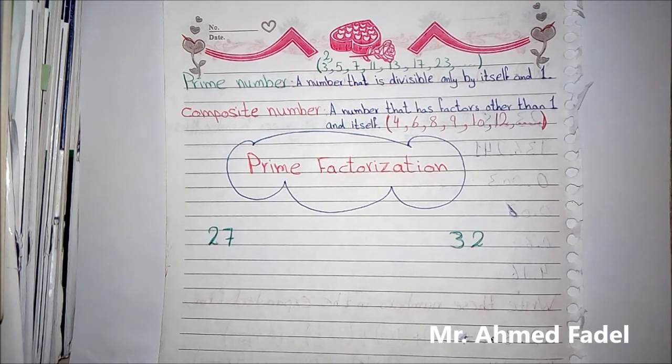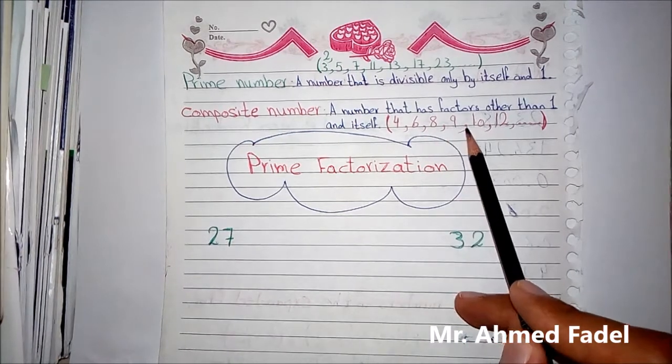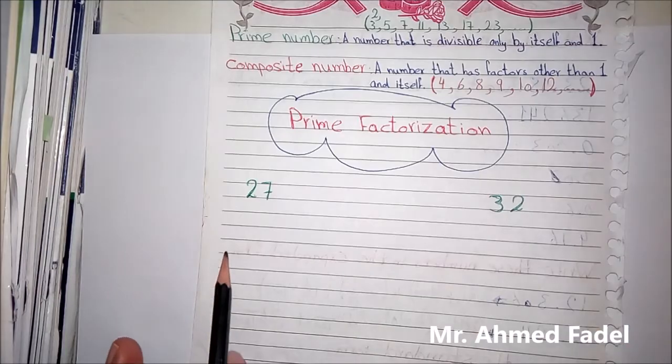So 4 is a composite number. The 6: there are numbers that go into 6 with the 1 and the 6 itself, which are 2 and 3. 2 goes into 6 3 times, and 3 goes into 6 2 times. 4, 6, 8, 9, 10, 12, and we have 27 and 32, and we need to prime factorize them.